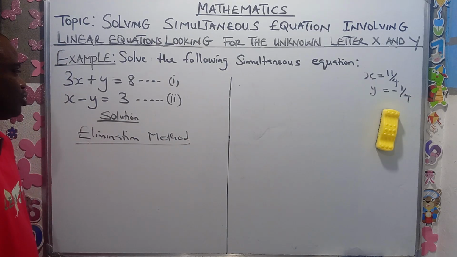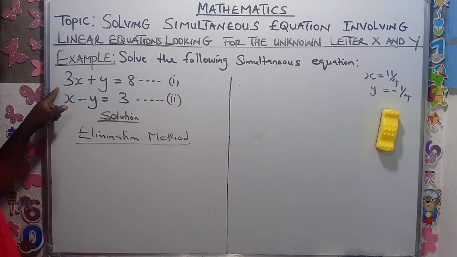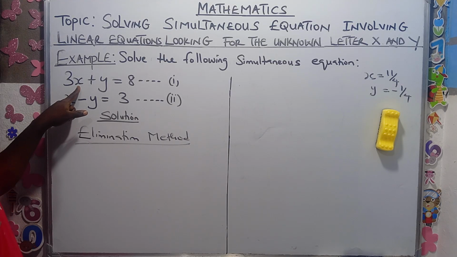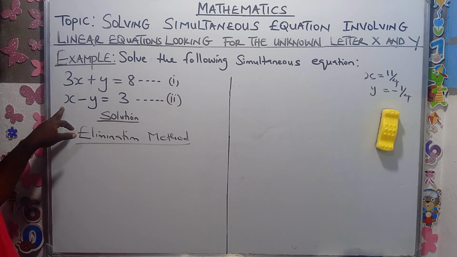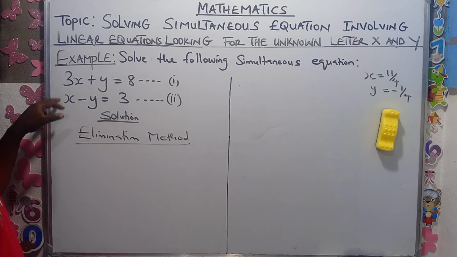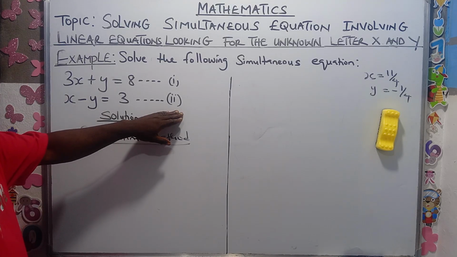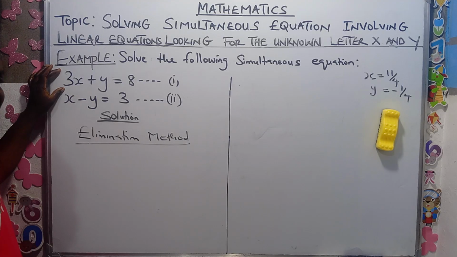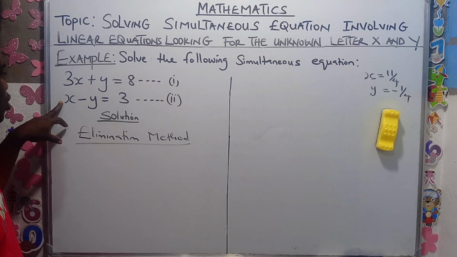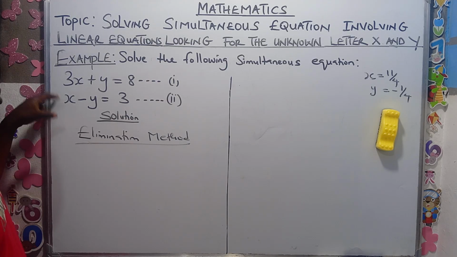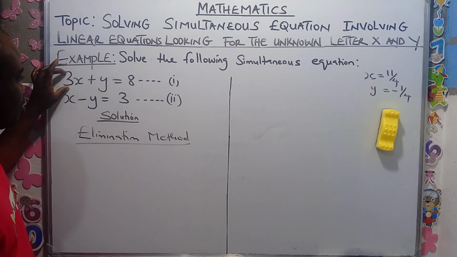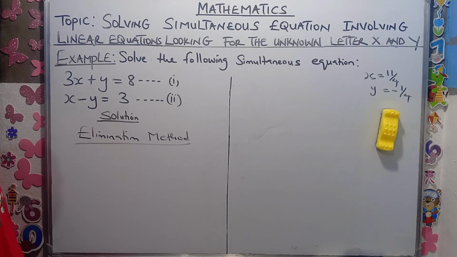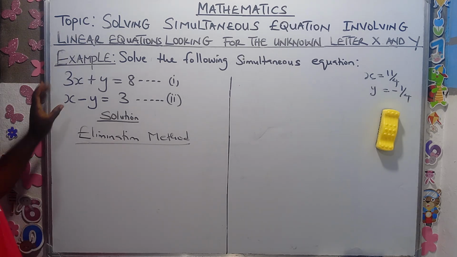When you are using the elimination method, you can see that the coefficient of x in equation 1 is 3, while the coefficient of x in equation 2 is 1. You can multiply through equation 2 by the coefficient of x in equation 1, and also use the coefficient of x in equation 1 to multiply all the expressions in equation 1. Is that okay? When you do that, you now carry out subtraction.